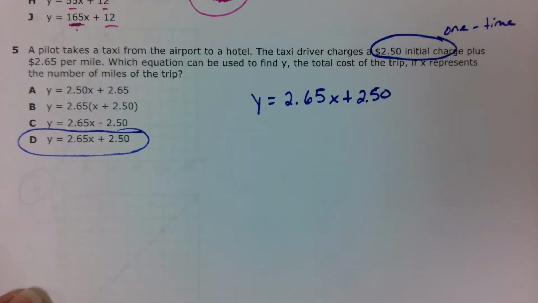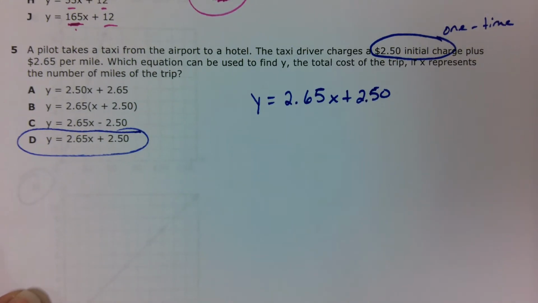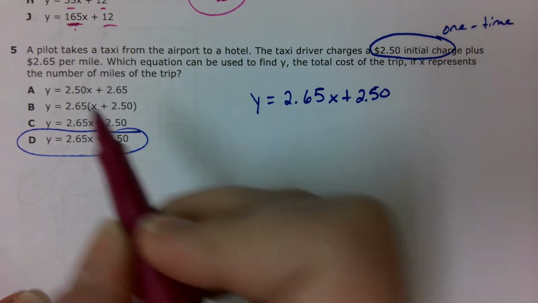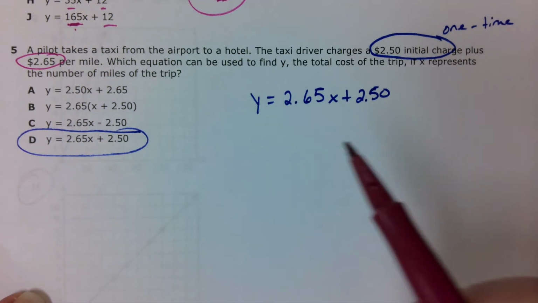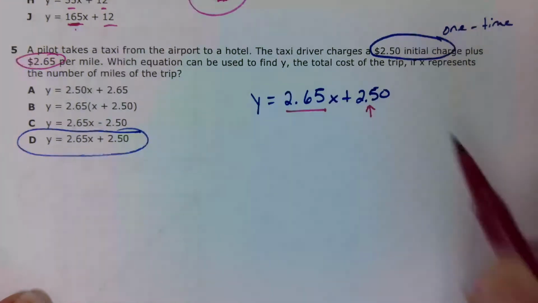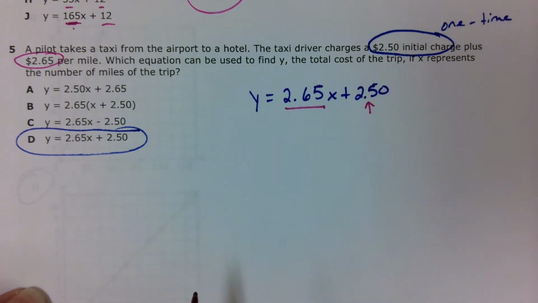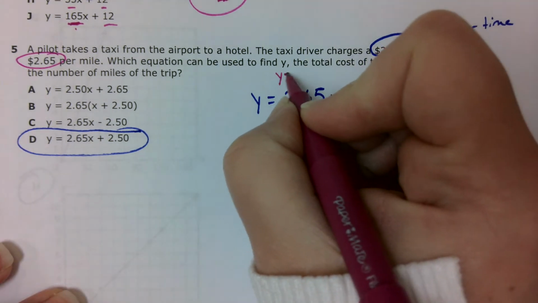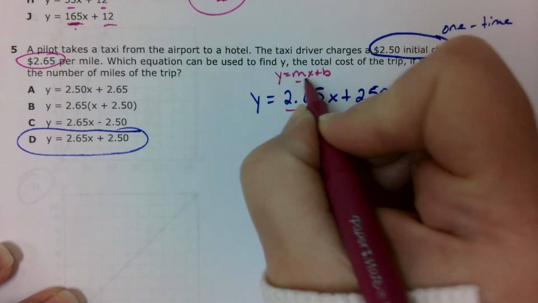Number 5, a pilot takes a taxi from the airport to a hotel. The taxi driver charges a $2.50 initial charge plus $2.65 per mile. Which equation can be used to find y, the total cost of the trip, if x represents the number of miles in the trip? So this was a one-time fee, this initial charge. And then this is every single mile, we're getting a $2.65 charge. So per mile, that's $2.65. Our one-time charge of $2.50, and D was the correct equation that matched up with that. And all I've used is my y equals mx plus b, or my slope intercept.